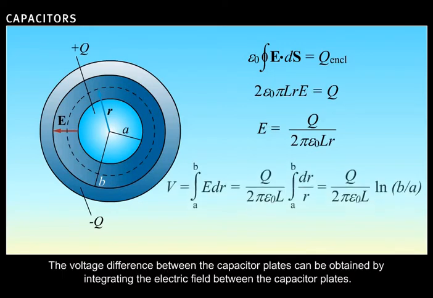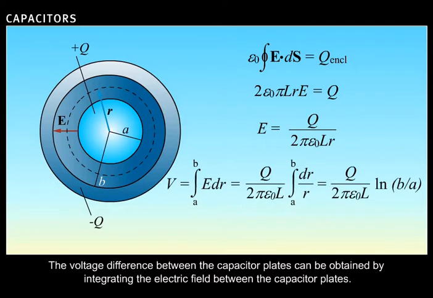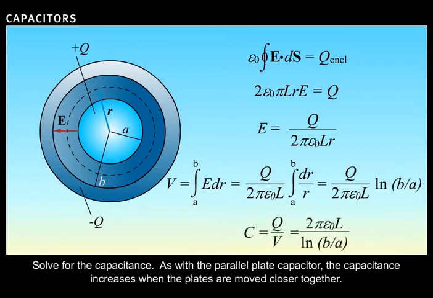The voltage difference between the capacitor plates can be obtained by integrating the electric field between the capacitor plates. Solve for the capacitance. As with the parallel plate capacitor, the capacitance increases when the plates are moved closer together.